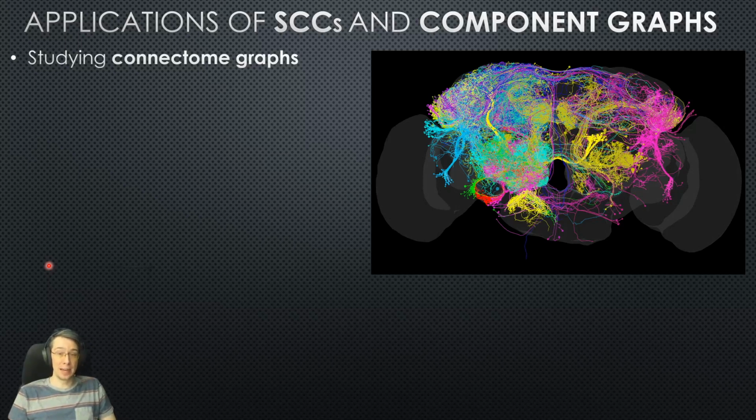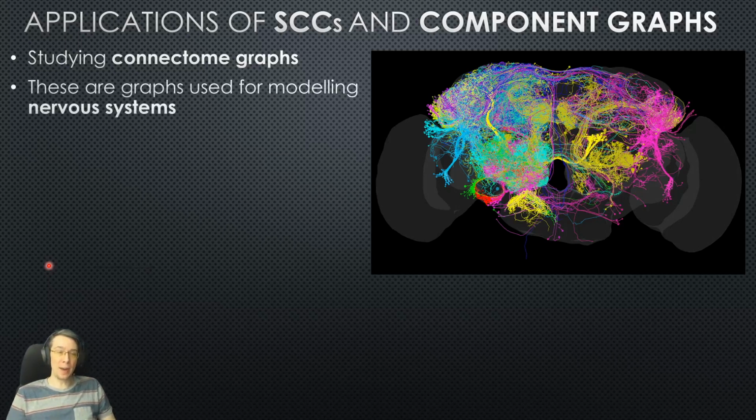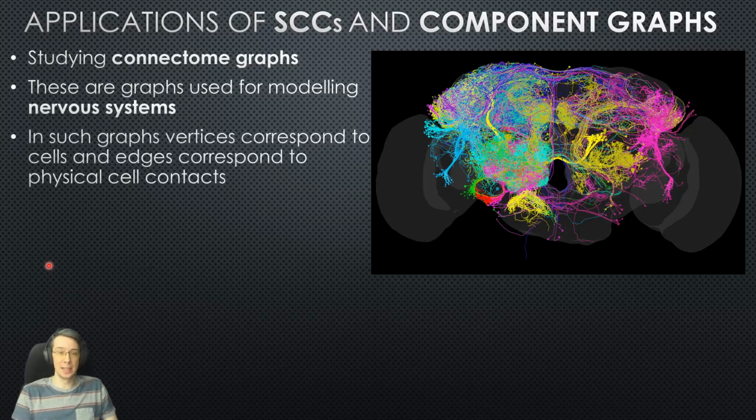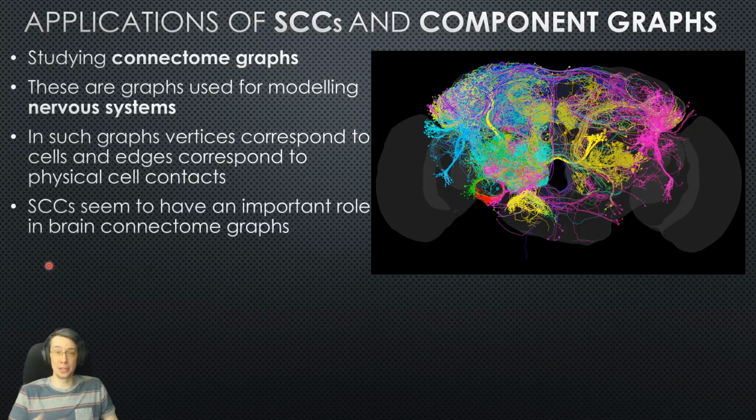Another application, I think this might be the last application that I'm mentioning, I just think this one's really cool. So studying connectome graphs. What's a connectome? Well, these are graphs that are used for modeling nervous systems of biological entities. So for example, the brain and the nervous system, the central nervous system of a human. So in such graphs, vertices usually correspond to cells in the body and edges correspond to the contacts between cells that facilitate, for example, communication or interaction with other entities in the body.